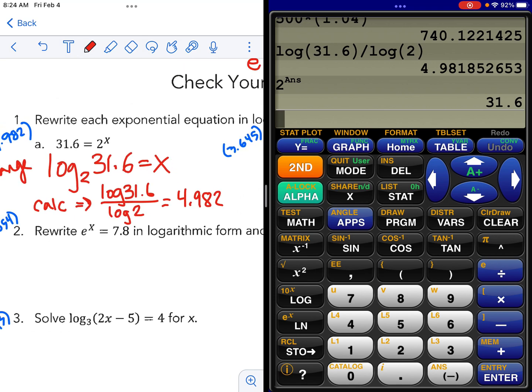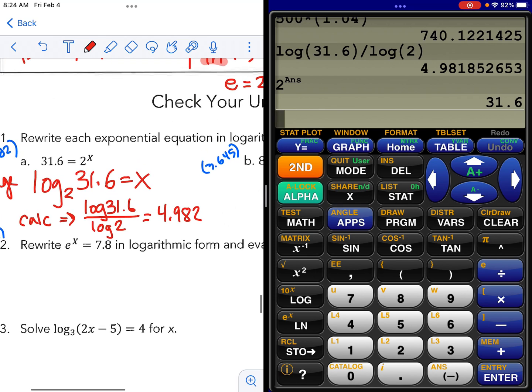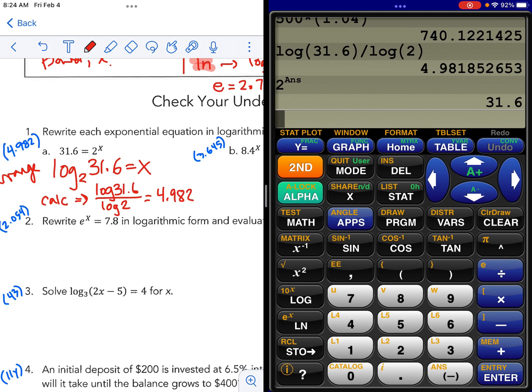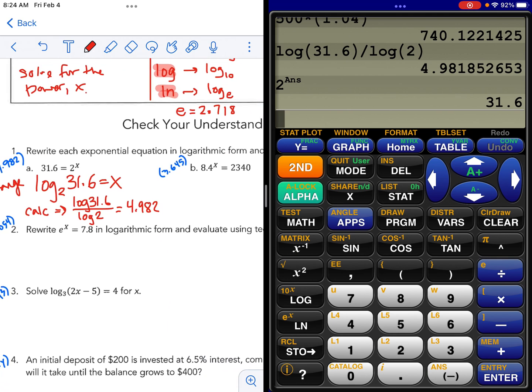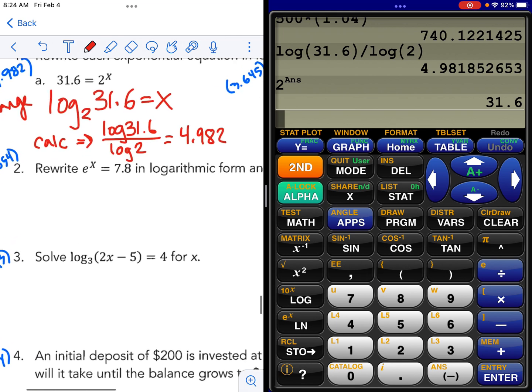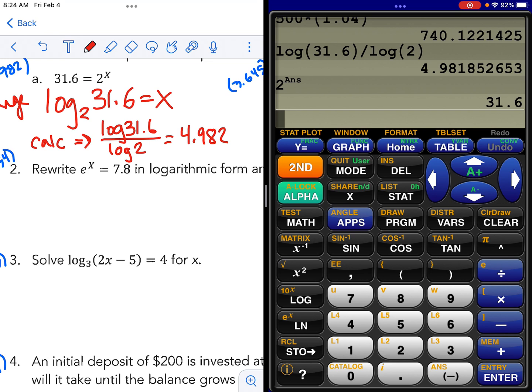So we call this the change of base, and I would almost consider that a learning target in itself. So we're changing the base from 2 to 10 when we do that sort of calculation. And so you will do that then for B and try that on your own.